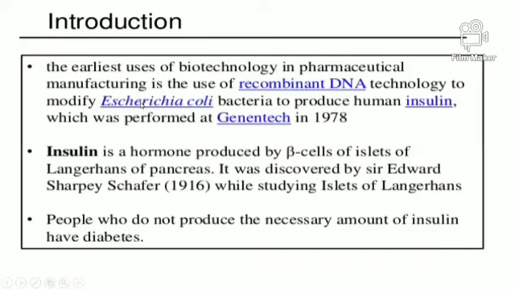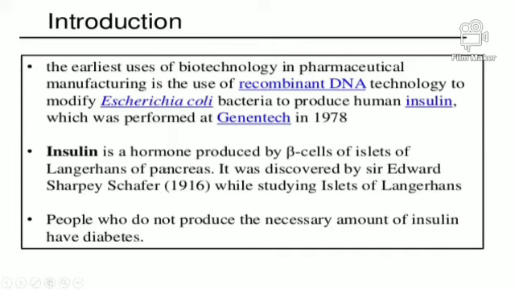This is the name of the bacteria, Escherichia coli. So they inserted the human insulin gene in the bacterial vector and used recombinant DNA technology for the production of insulin. But what is insulin? Insulin is a hormone produced by the beta cells of the islets of Langerhans of the pancreas.